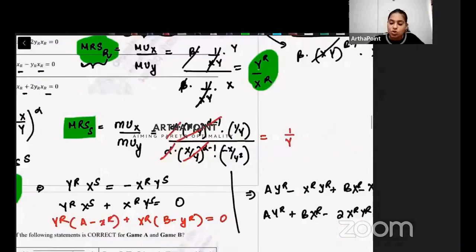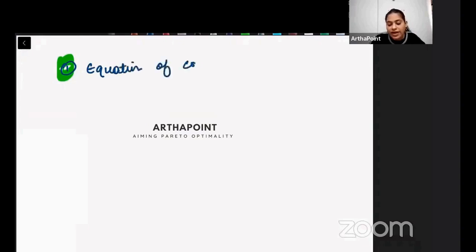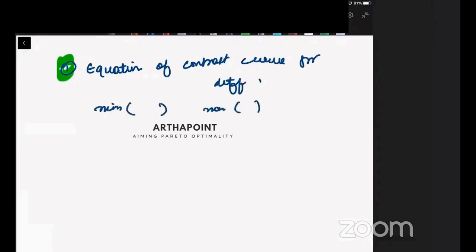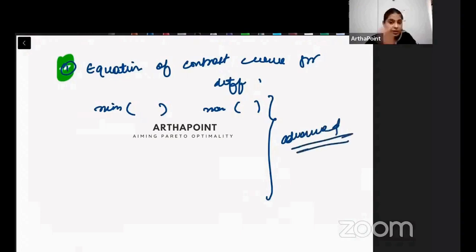That's the first takeaway. So your homework from this is to go ahead and find the equation of the contract curve for different cases. You have to do this, all of you. Take the min function, just do it. Take one of the functions as substitute good and one as min, do it. Take one as quasi-linear, one as min, do it. We have done multiple such cases in our advanced lectures. You are supposed to go ahead and try most of them, okay?